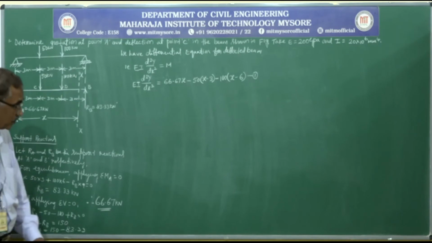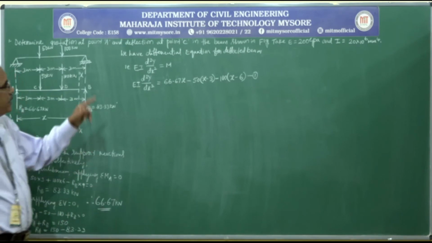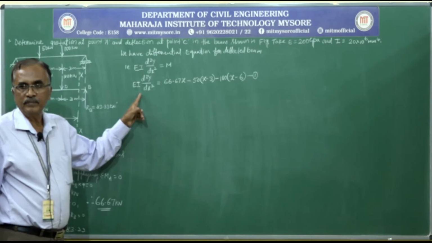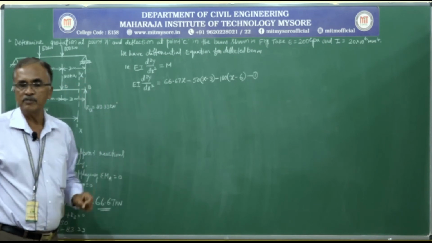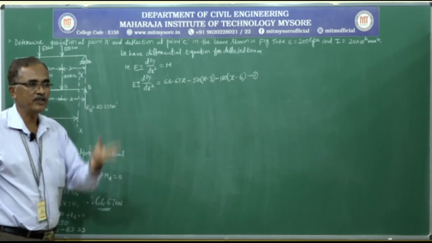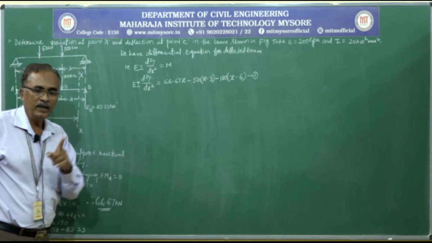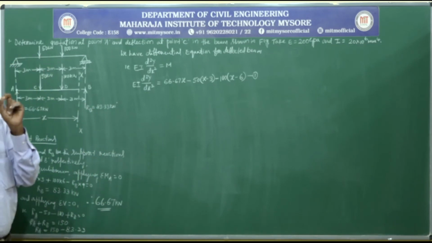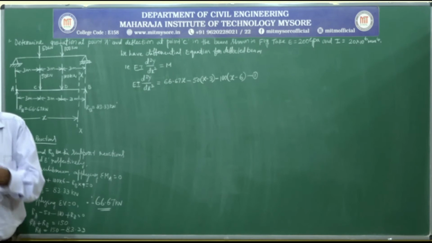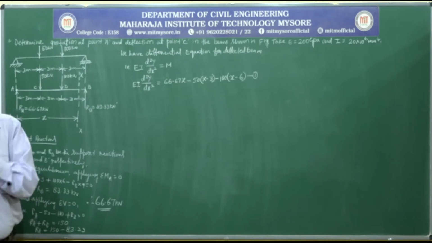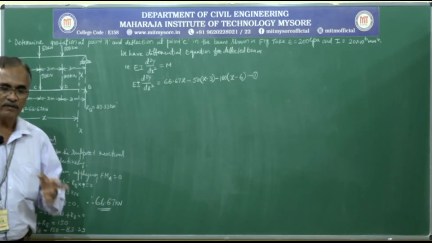Next, if we integrate equation 1 successively twice with respect to x, we get 2 more equations. One term will contain dy by dx, which is the slope equation. The other term contains y, which is the deflection equation.